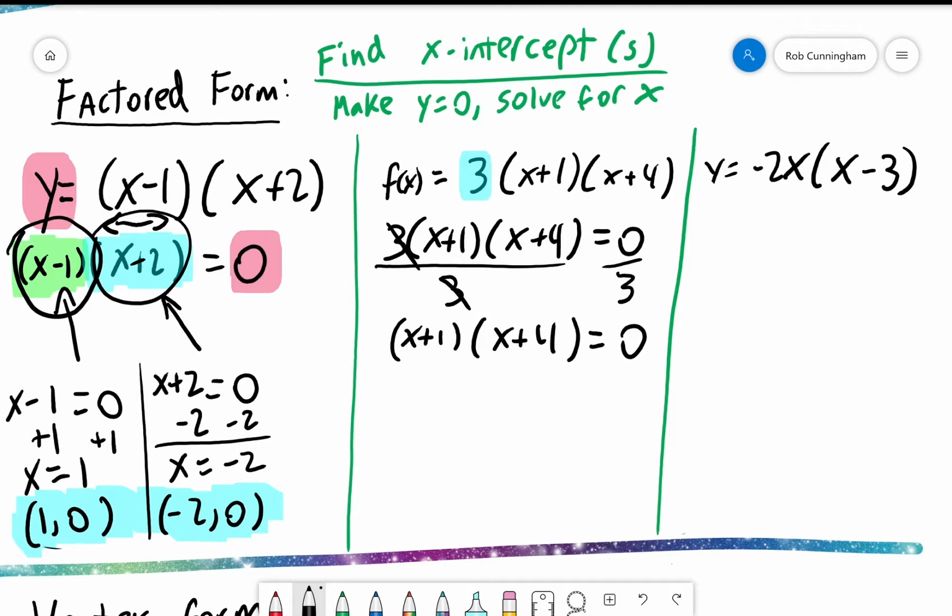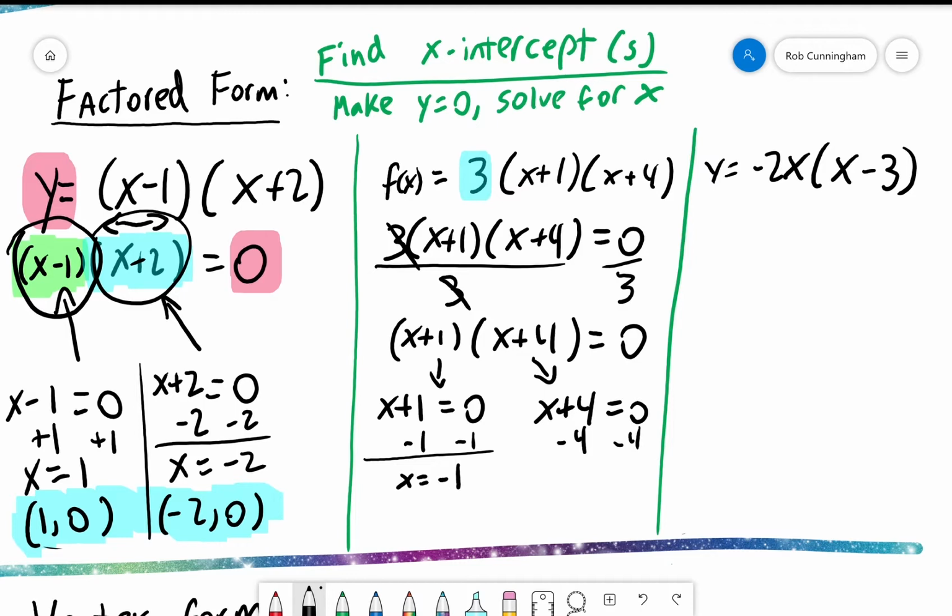x plus 1 equals 0. x plus 4 equals 0. Again, two factors multiplied together to make 0. One or the other of them has to be 0. On this left one, we subtract 1 from both sides. We get x equals -1. Over here on the right side, we subtract 4 from both sides, and we get x equals -4. So our two x-intercepts are (-1, 0) and (-4, 0).